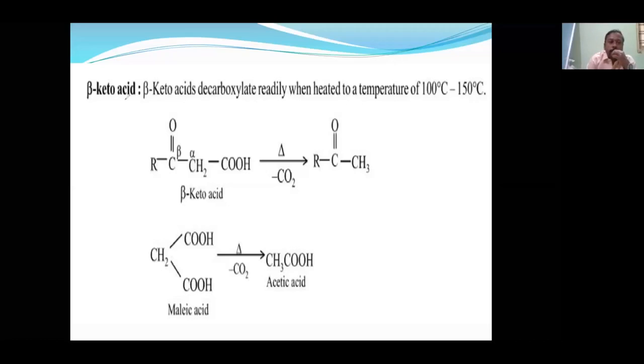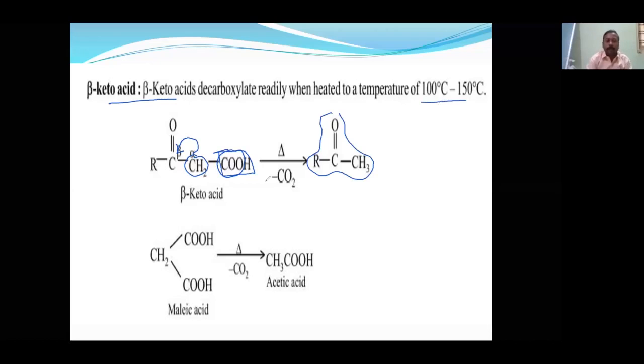Next one is beta keto acids. So see here, this is the COOH carbon. Now this will be the alpha carbon. Next to it, it is beta. On beta you have ketone. So simply just heat this, then CO2 will be eliminated. Beta keto acids will give the ketone again. Simply, the temperature must be between 100 to 150 degrees Celsius, where CO2 will be lost.